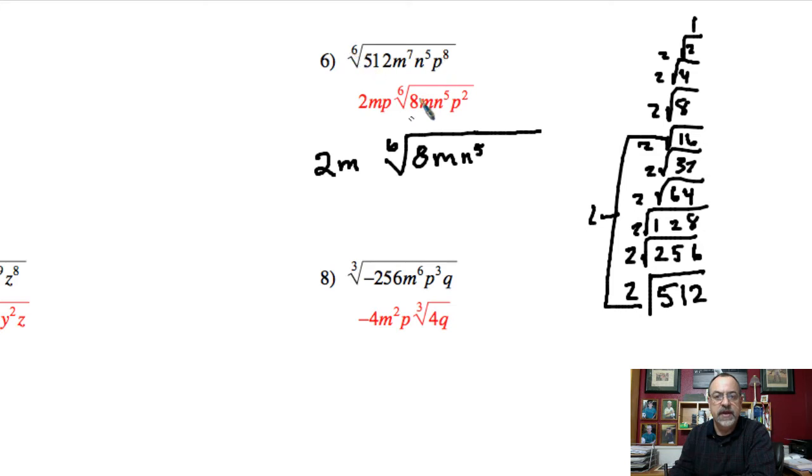6 goes into p to the 8th, 6 into 8 one time with 2 left over, so this would be the simplified version: 2mp, 6th root, 8m, n to the 5th, p squared. You can see I have the same answer.